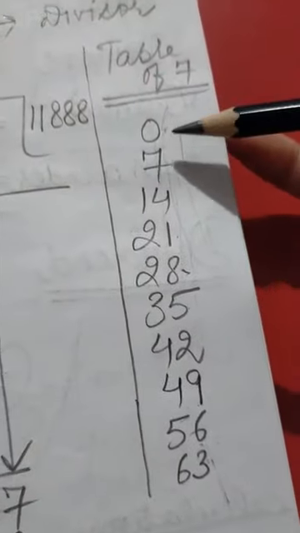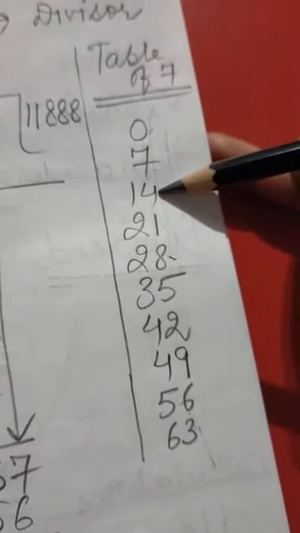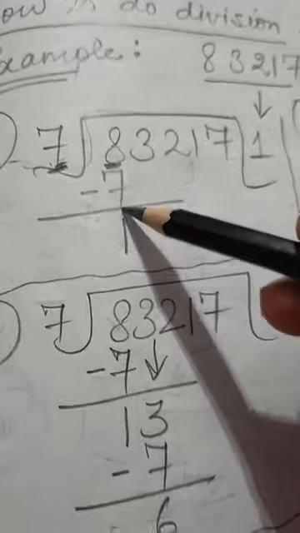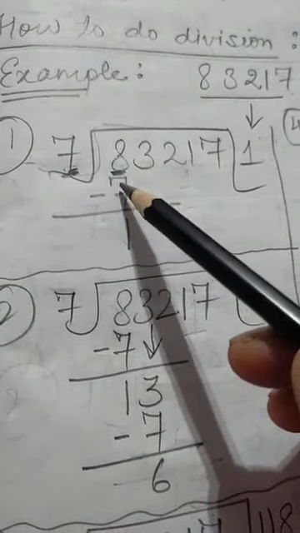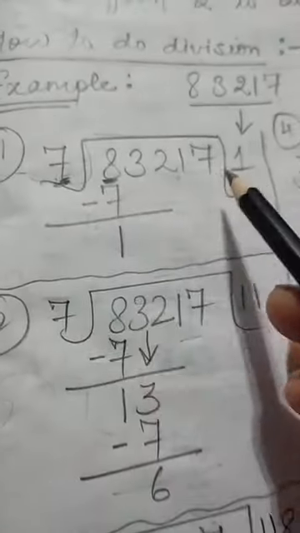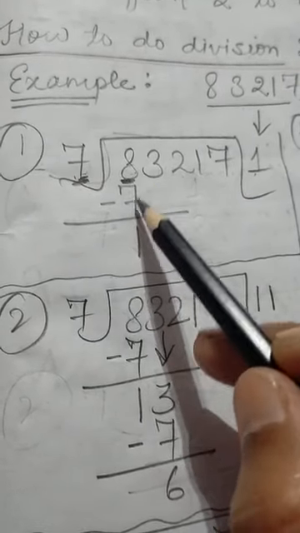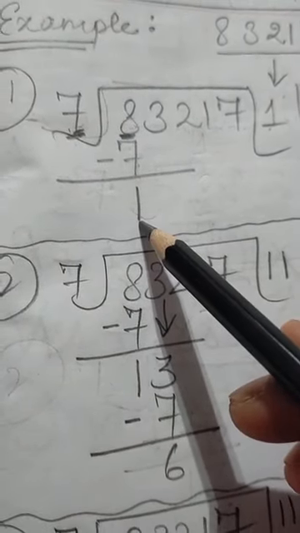Yes, we will see the table of 7. 0 can be written under the 8 and 7 can be written under the 8, but 14 cannot be written, because if we write 14 here then it will be difficult for us to do the subtraction. So what will you write? 0 we will not write because one more option is with us, that is 7. 7 ones the 7. We will write 7 here. Then we will do subtraction. 8 minus 7 we will get 1.